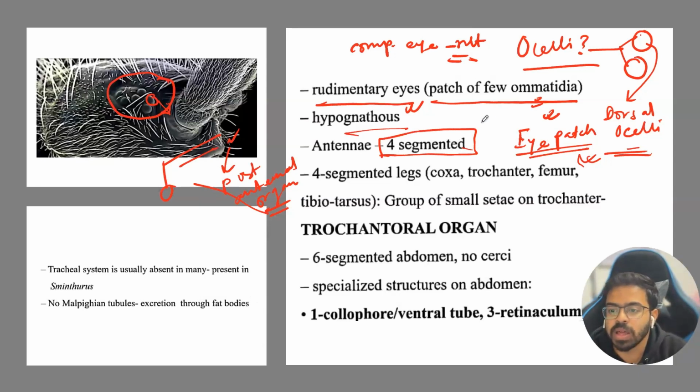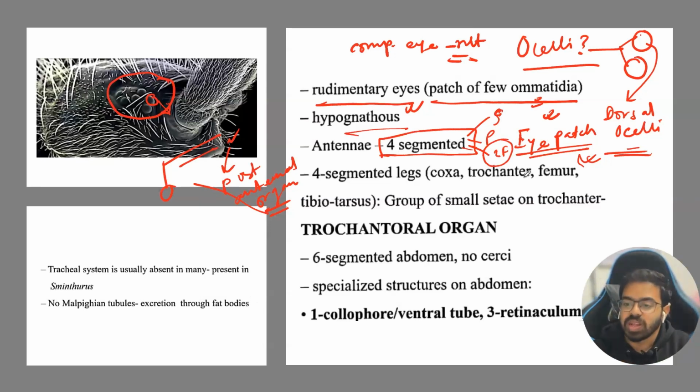What is the meaning of 4-segmented? One scape, one pedicel, and 2 flagellar segments. One scape, one pedicel, and 2 flagellar segments are there.